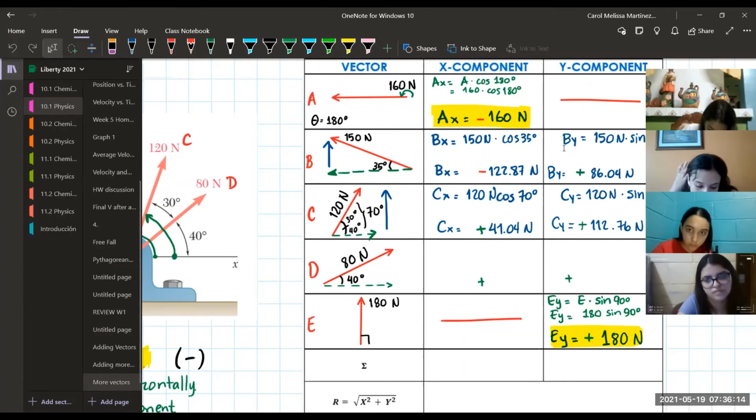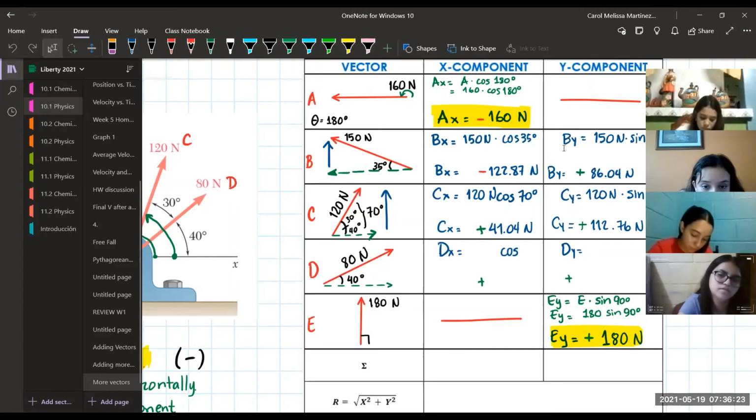What about the Dx? It's going to be sine or cosine? Cosine. It's adjacent, so cosine. So it is Newton cosine of 40 degrees. The Dx is equal to 61.28 Newtons.